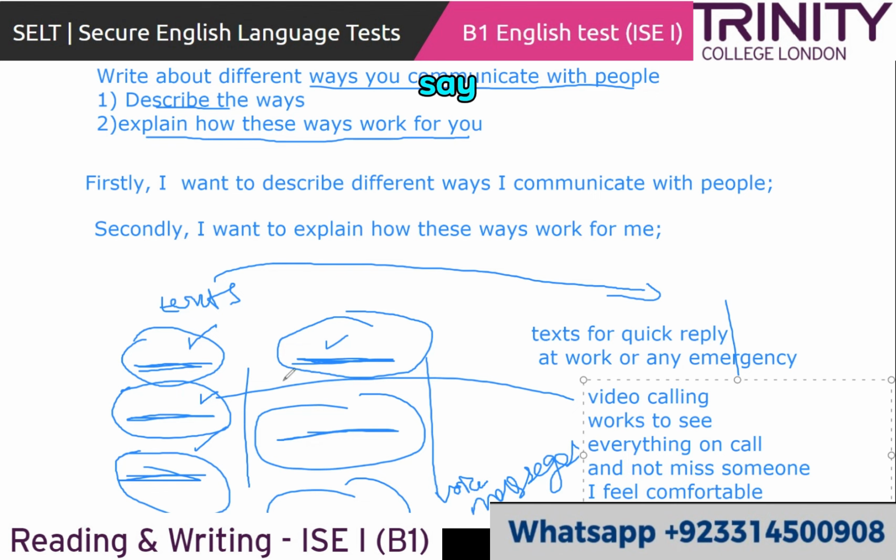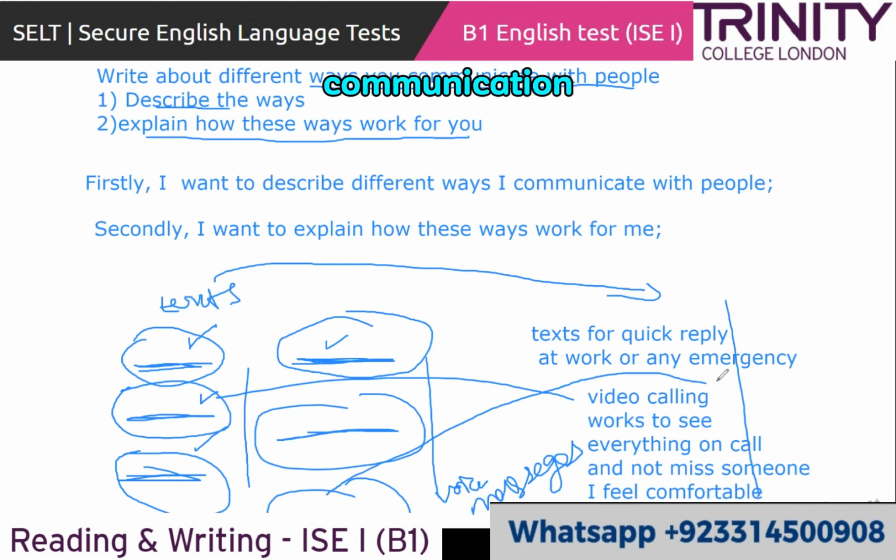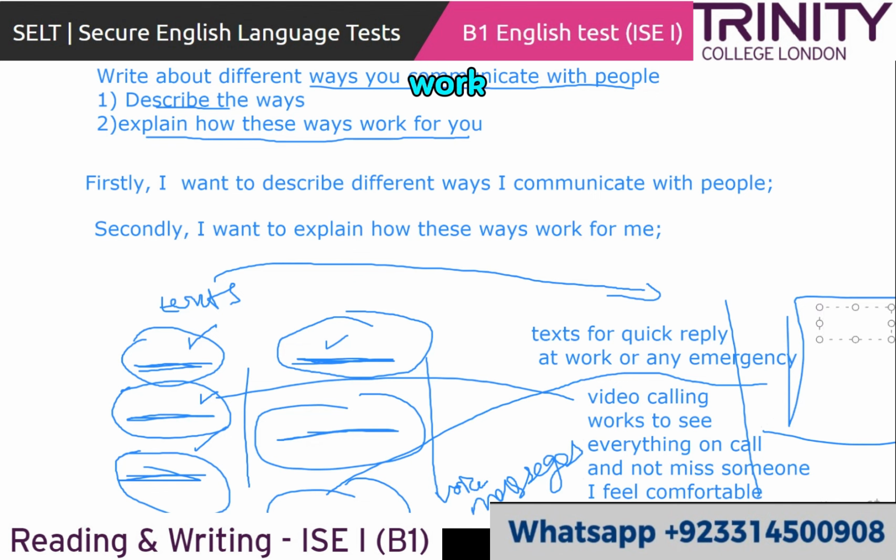Then we say emails. Emails work for communication, to talk to boss, right? To emails from work. You can also write it like this: Emails are a good way to communicate. Texts are a good way to communicate. Understand it? You can write it like this also.